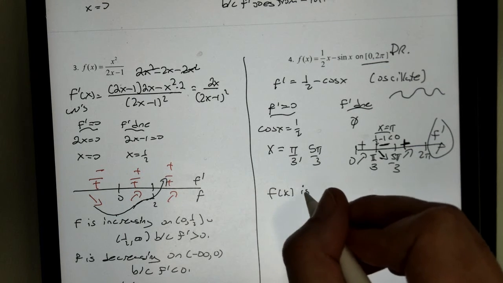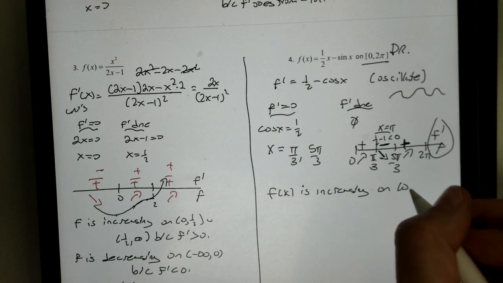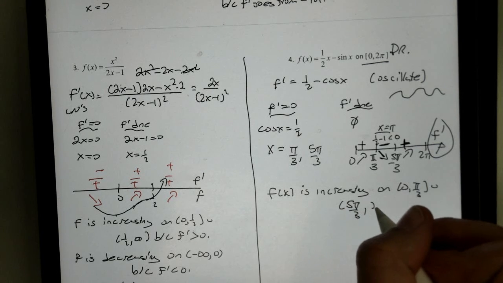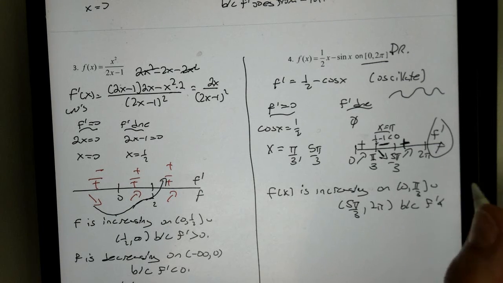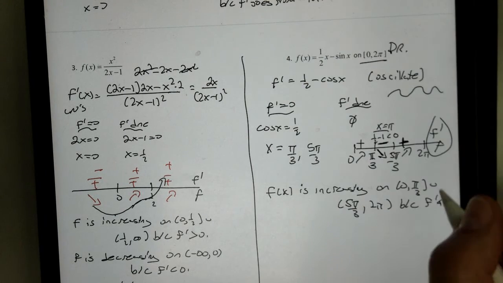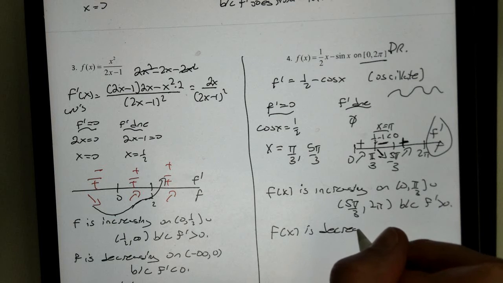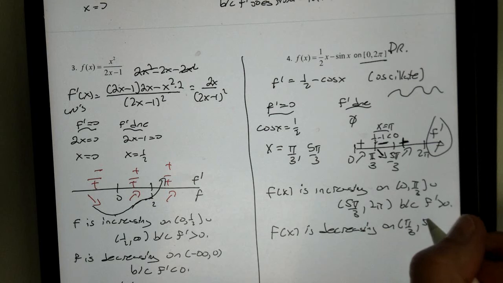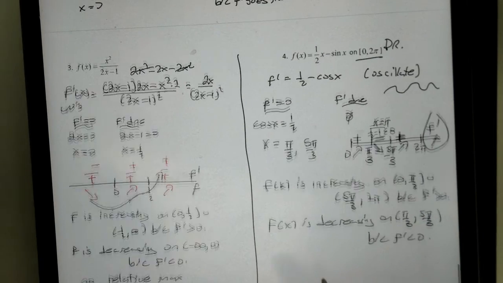f of x is increasing on 0 to pi over 3 or 5 pi over 3 to 2 pi because the derivative is greater than 0. f of x is decreasing on the domain pi over 3 to 5 pi over 3, and that is because the derivative is less than 0.